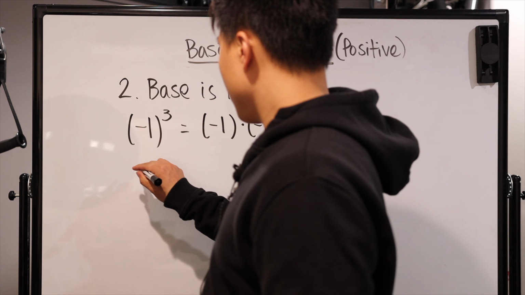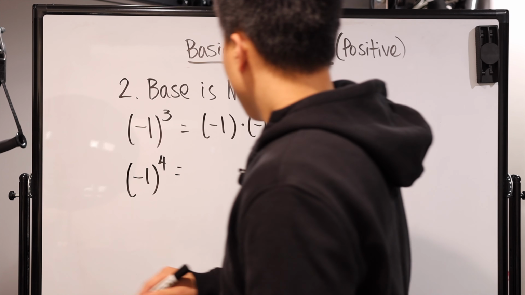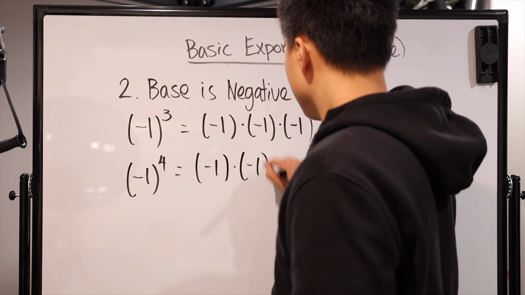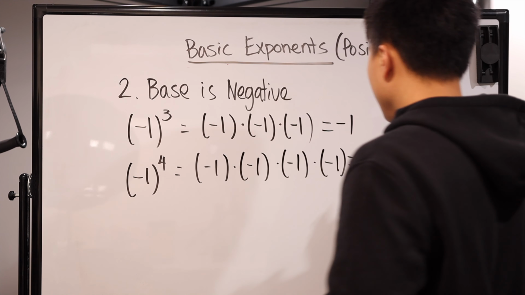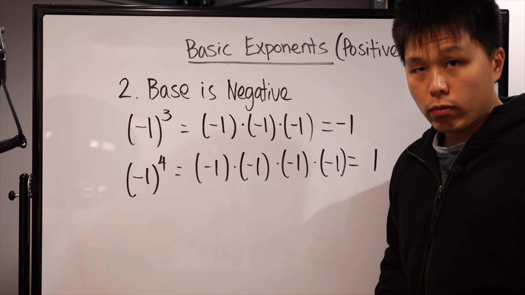But I want to show you something. If we decide that we're going to multiply by -1 one more time, so instead of it multiplying itself 3 times, it's multiplying itself 4 times, it's basically -1 times another -1, which the final answer is going to be 1.